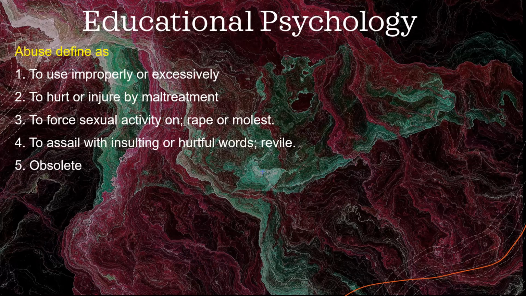So what is abuse? Based from the dictionary, abuse is defined as to use improperly or excessively, to hurt or injure by maltreatment, to force a sexual activity on, rape or molest, to assail with insulting or hurtful words, defined as revile and obsolete. So this is how they defined the word abuse.